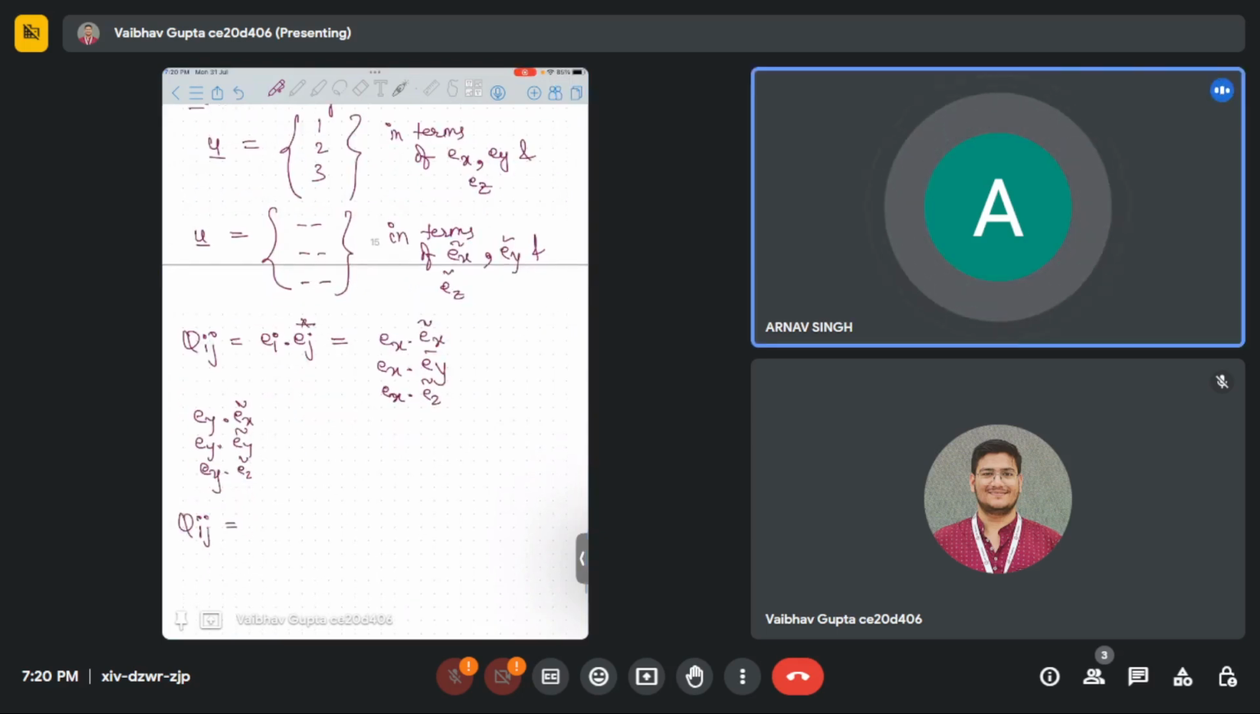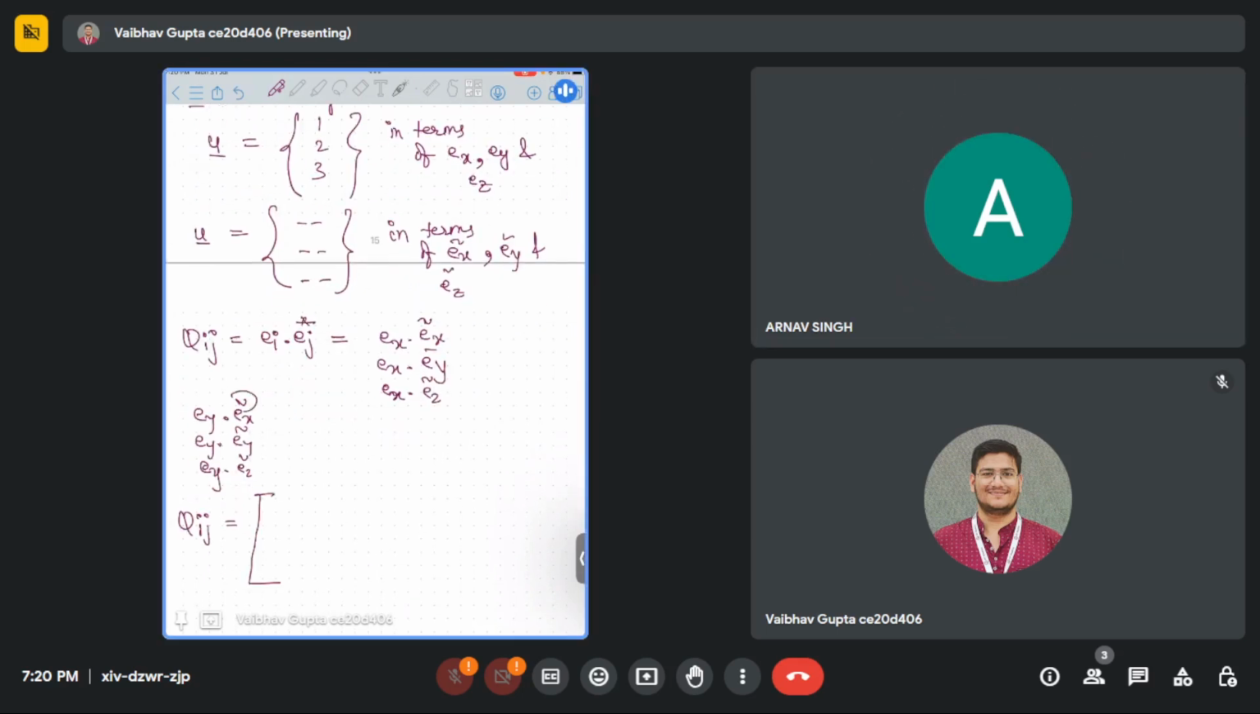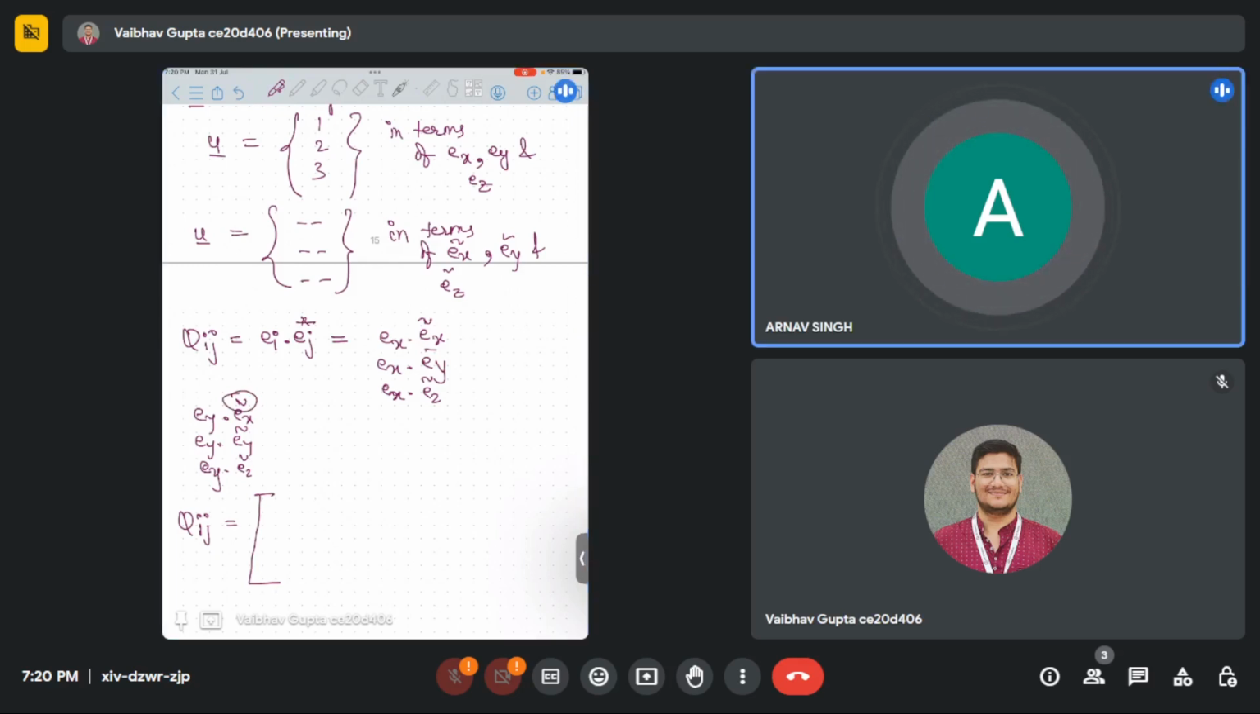What do you mean by tilde? This sign above, no? It's a notation. It denotes a vector.